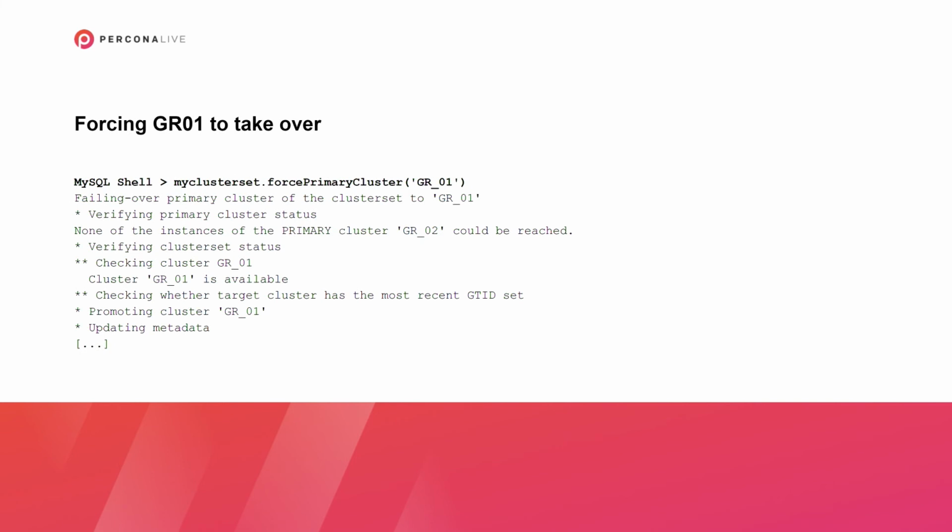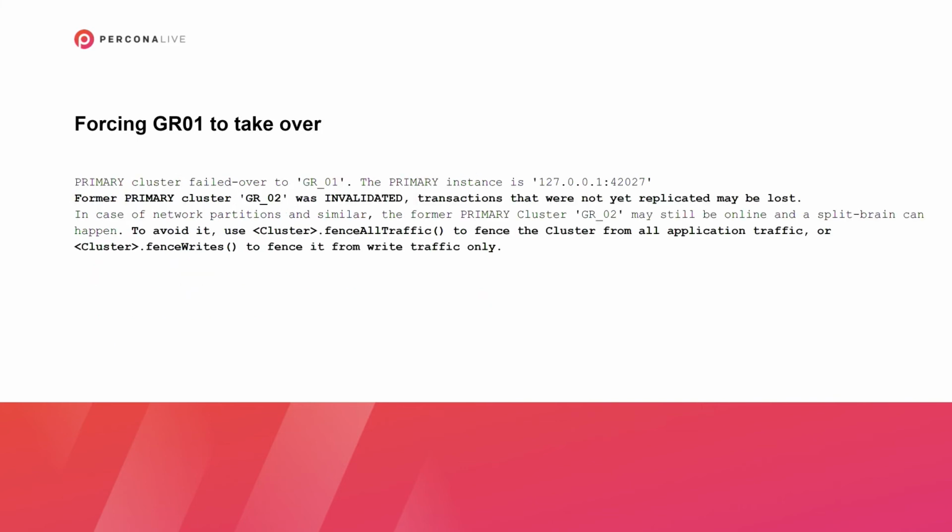And you have one command that you can force a primary cluster, and you put which cluster you want to take on the role as primary. It does some verifications and mentions that none of the instances of the primary cluster could be reached. And it will promote whichever node from the target cluster has the most recent GTID set.